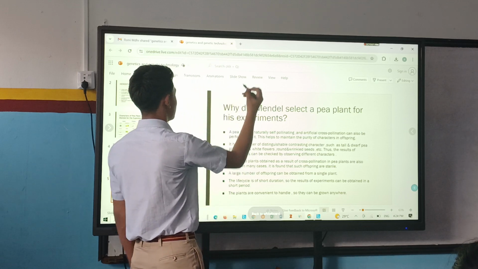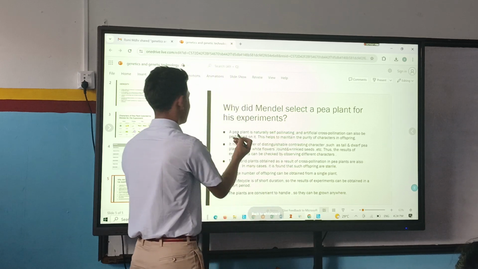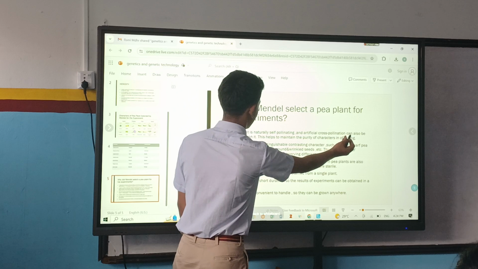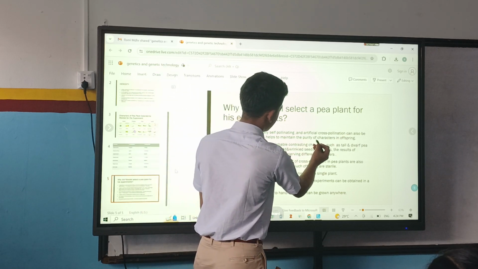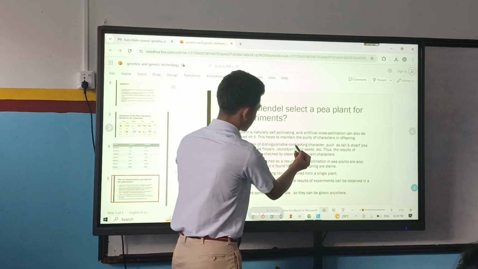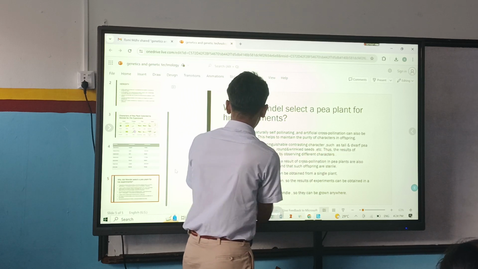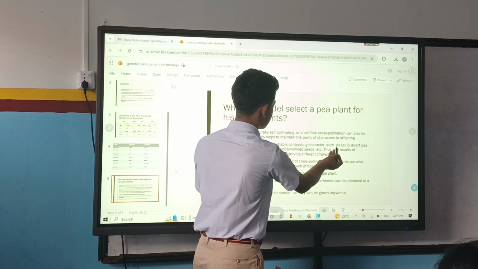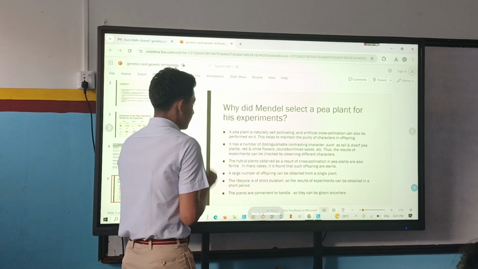So why did Mendel select a pea plant for his experiment? Because a pea plant is naturally self-pollinating, and artificial cross-pollination can also be performed on it. This helps to maintain the purity of character in offspring. It has a number of distinguishable contrasting characters such as tall and dwarf pea plants, red and white flowers, round and wrinkled seeds, etc. Thus, the result of the experiment can be checked by observing different characters.